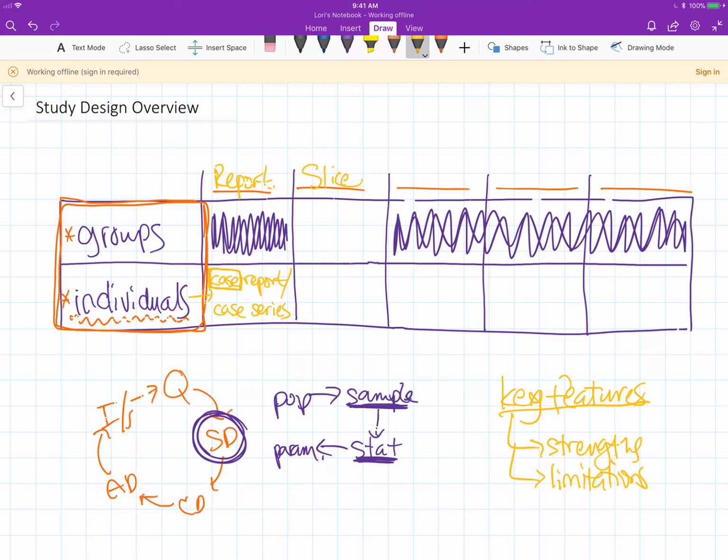So if we were to do that in individuals, we call it a cross-sectional study design. And cross-sectional studies are very, very often done with surveys. So you'll hear the term cross-sectional survey. A survey is not the only type of cross-sectional study design that can be done, but it's very common, and it's an easy way to think about a cross-sectional study.